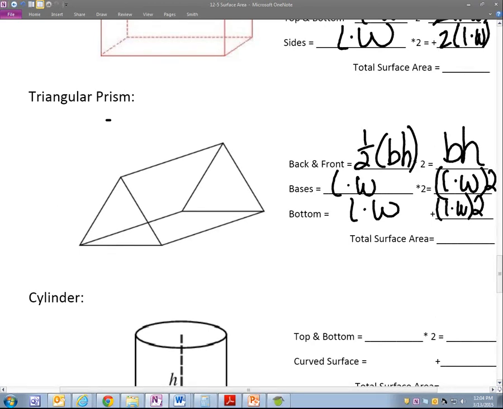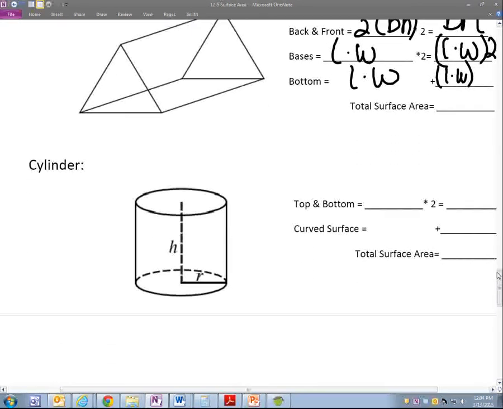Sophia, are you with me? Yes? Wouldn't the bottom be the length times width, not times 2? Yep, you're right. Thank you. Then total surface area is going to be all those added together.